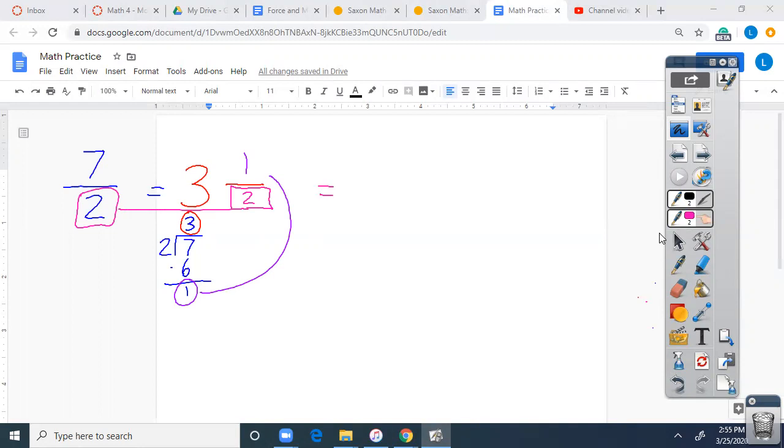I know that's kind of sloppy, so let me just write it over here. 2 goes into 7 3 times with a remainder of 1. And then you keep the denominator the same. Okay, let's do the next one.